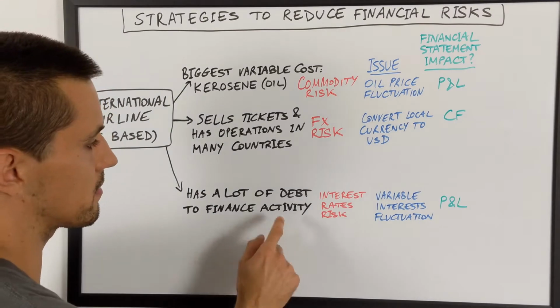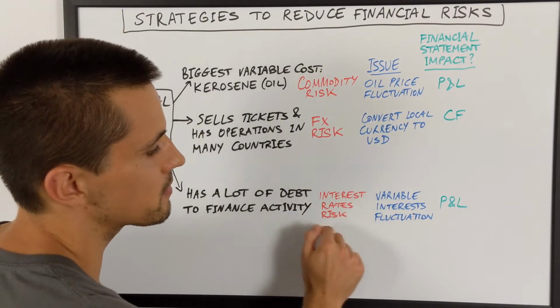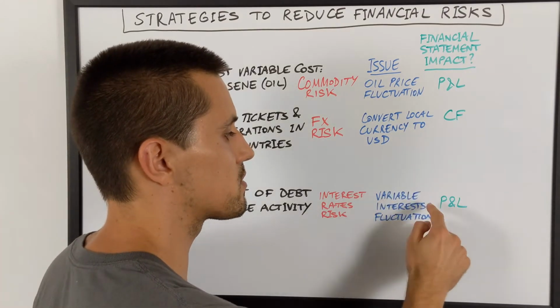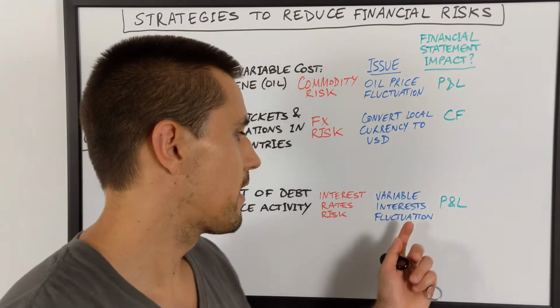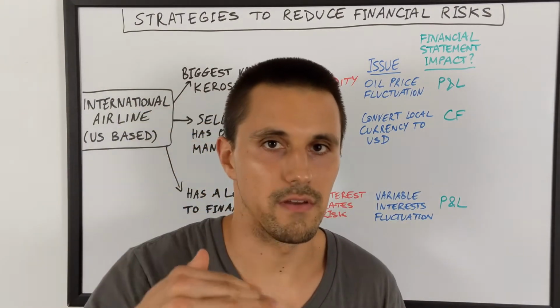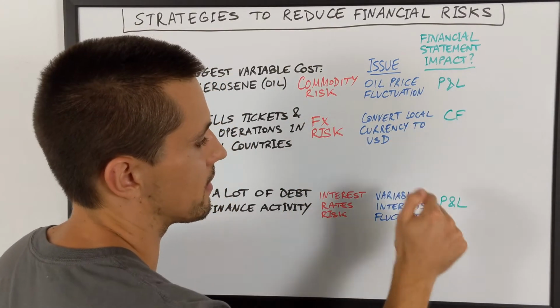And in the last section here, we have an interest rates risk. So the issue here was a variable interest rate, and as we all know, the interest rates go into your P&L at the bottom of the P&L. So here the financial statement impact is the P&L.